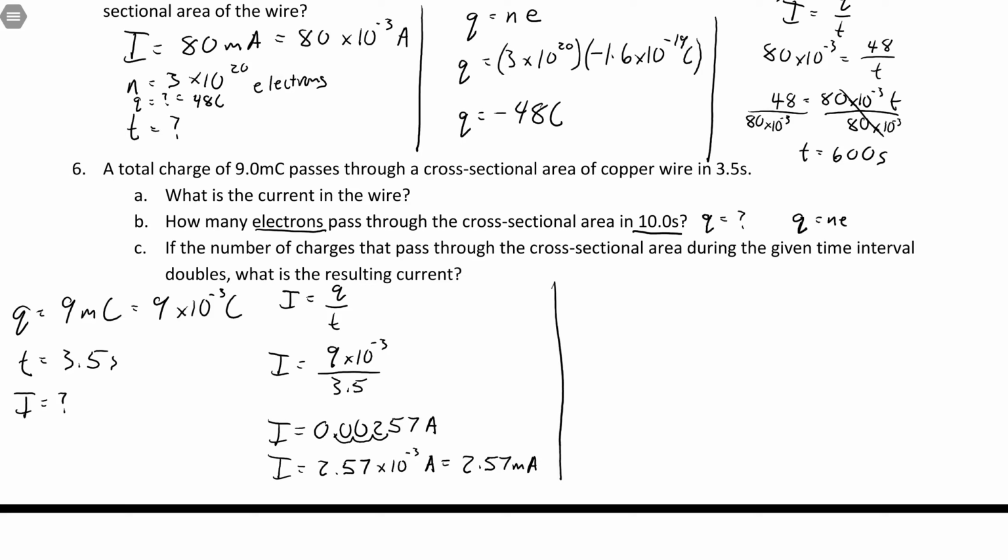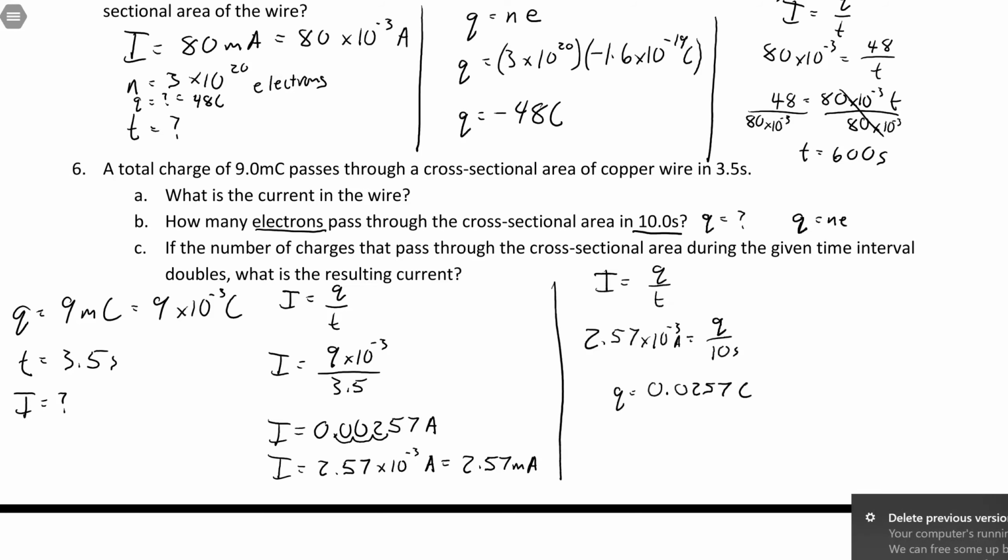So in 10 seconds, we could do I is equal to Q over T. The current stays the same, so 2.57 times 10 to the negative 3 amps. And we're looking for how much charge is passing through in 10 seconds. So you do the cross multiplication and you get a charge of 0.0257 coulombs, which is very similar. It's just another power of 10, right? We multiplied by 10. So it would be 2.57 times 10 to the negative 2 coulombs of charge.